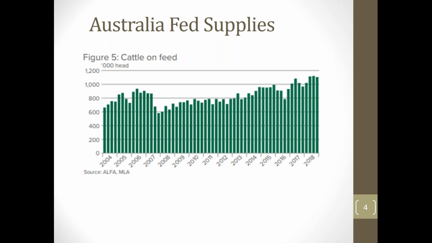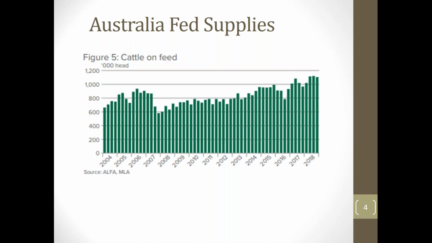So I just wanted to touch a little bit on Australia. This is their cattle on feed numbers. This is the latest data that is available for Q1 2019, which had about 1.1 million head on feed, and that's up 14% year over year. The ongoing drought conditions there have really pushed a lot of those cattle into feedlots. There's a lot of feed supply issues, and then the other issue is water availability. Trying to get water for the cattle has become a big issue there.